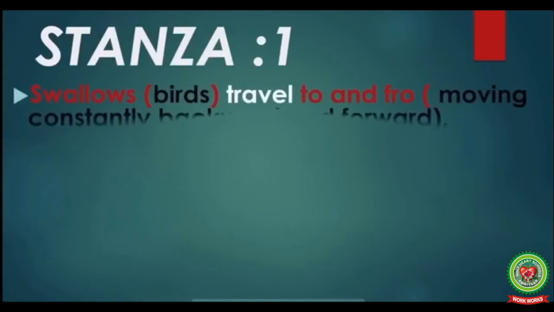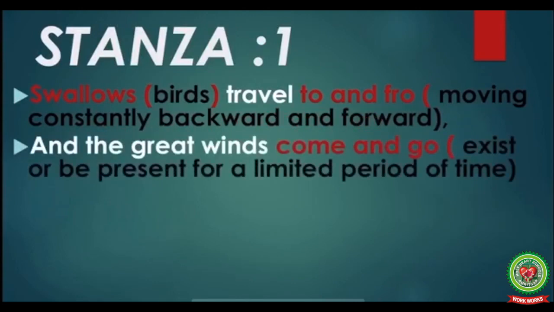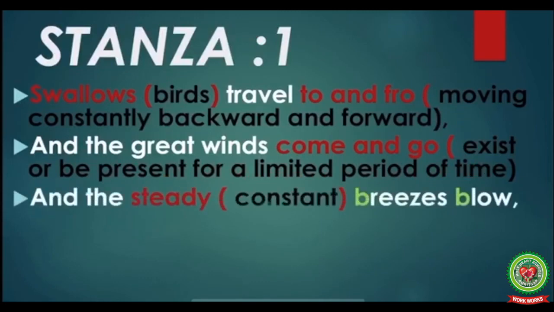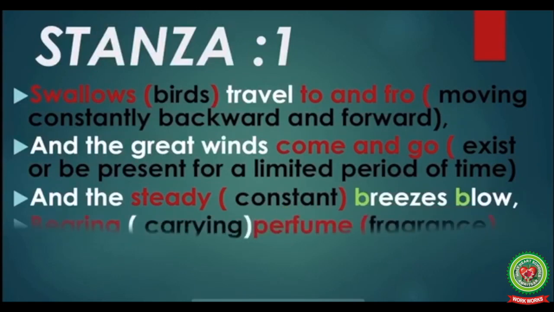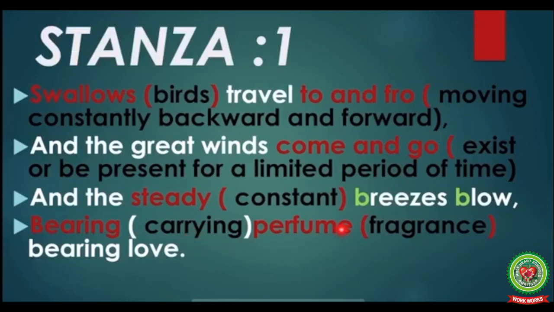Now see children, swallows means birds, travel to and fro. To and fro means moving constantly, backward and forward. Children, write down meaning side by side. Second line, and the great winds come and go. Come and go means exist or be present for a limited period of time. Next line, and the steady. Steady means constant, breezes blow. Fourth line, bearing means carrying, perfume means fragrance, bearing love.